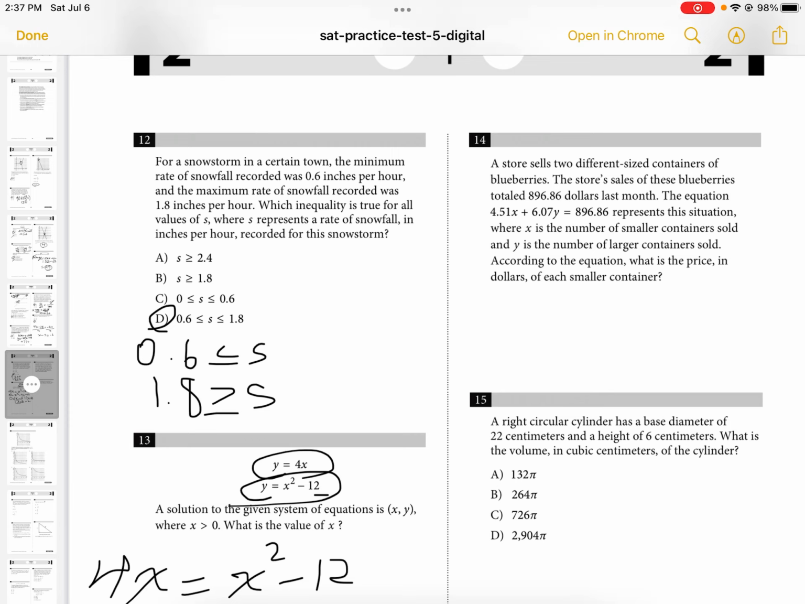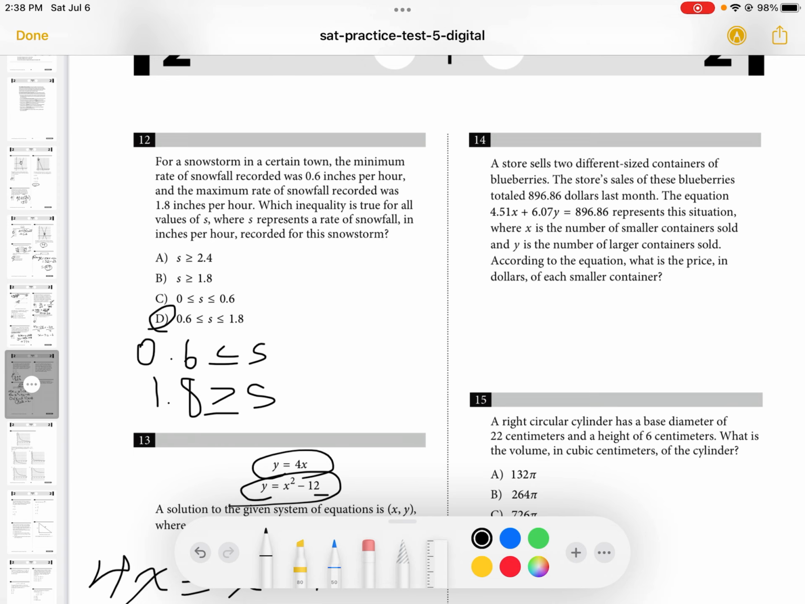A store sells 2 different size containers of blueberries. The store sales of these blueberries totaled $896.86 last month. The equation 4.15x plus 6.07y equals 896.86 represents the situation where x is the number of smaller containers and y is the number of larger containers sold. According to the equation, what is the price in dollars for each smaller container? Well, we just look at the coefficient of the x term, and in that case, the unit price of the small container is $4.15.